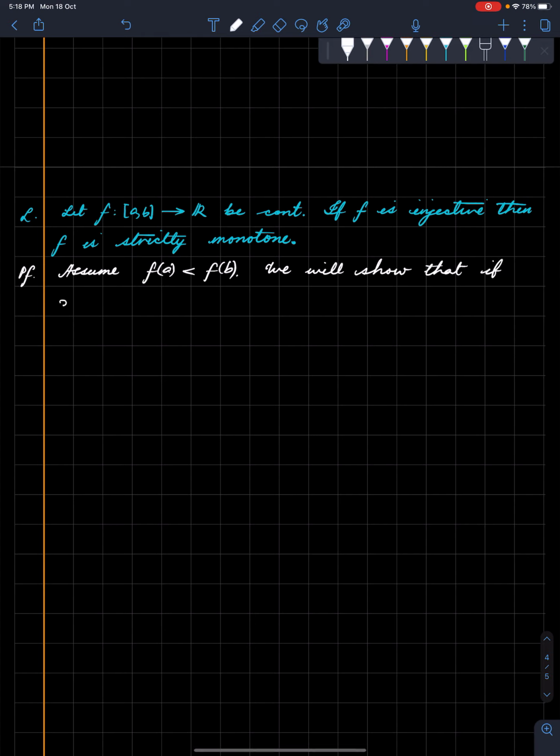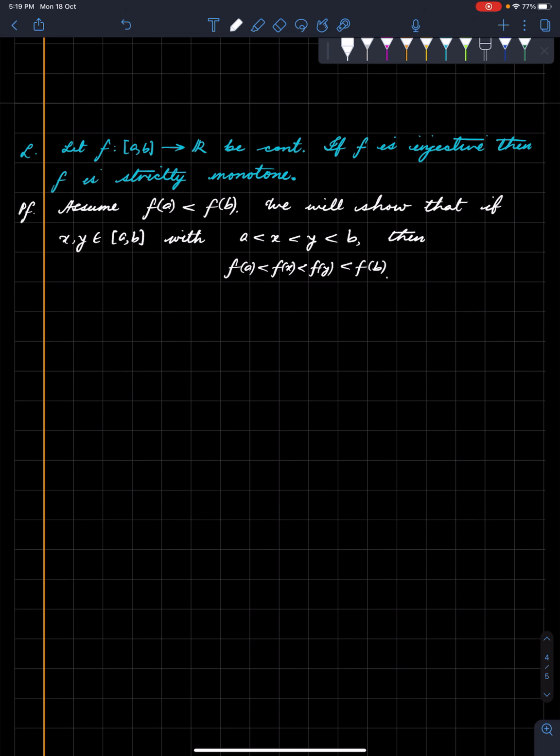We will show that if x and y are in this closed interval with a less than x less than y less than b, then f(a) is less than f(x) less than f(y) less than f(b). And if we show this, then we are done. Then it would prove that the function is strictly monotone. So first let us argue that f(a) is less than f(x).